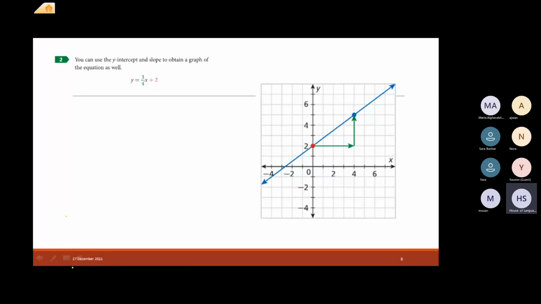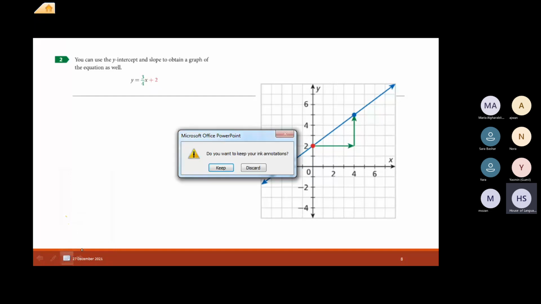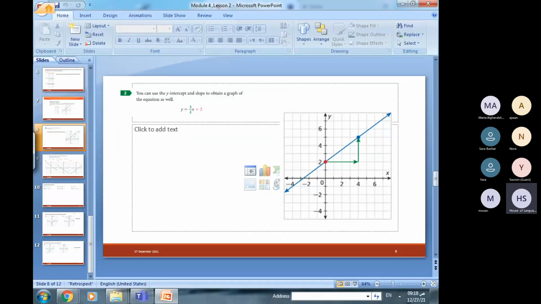I want to close this one. What is this? See, just a minute.